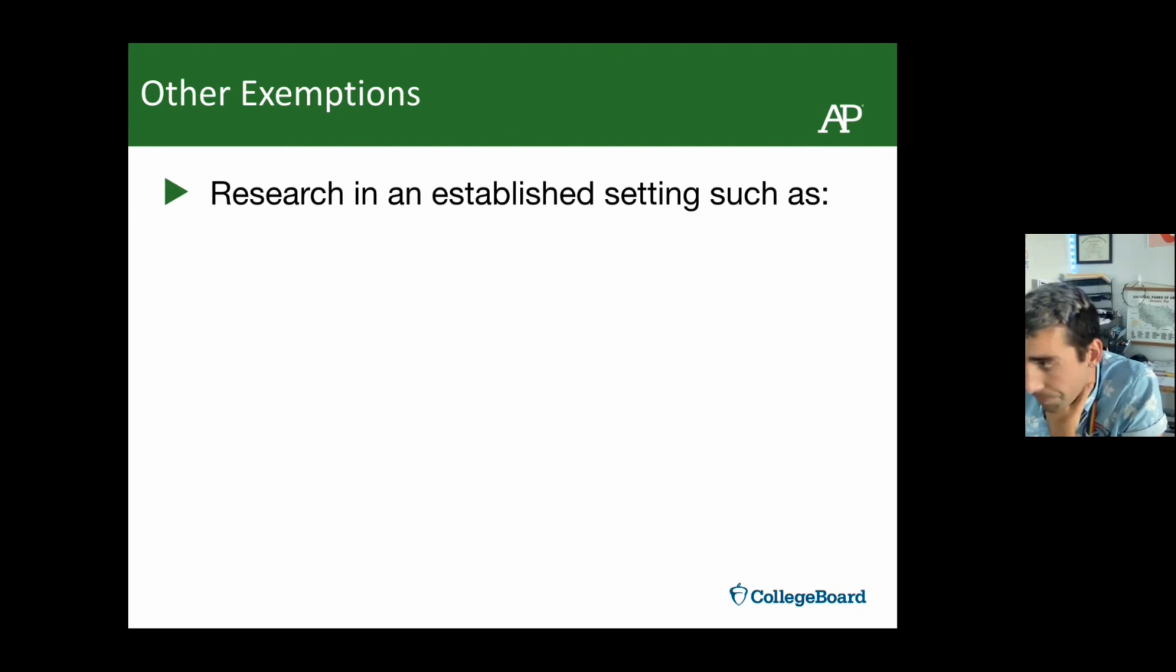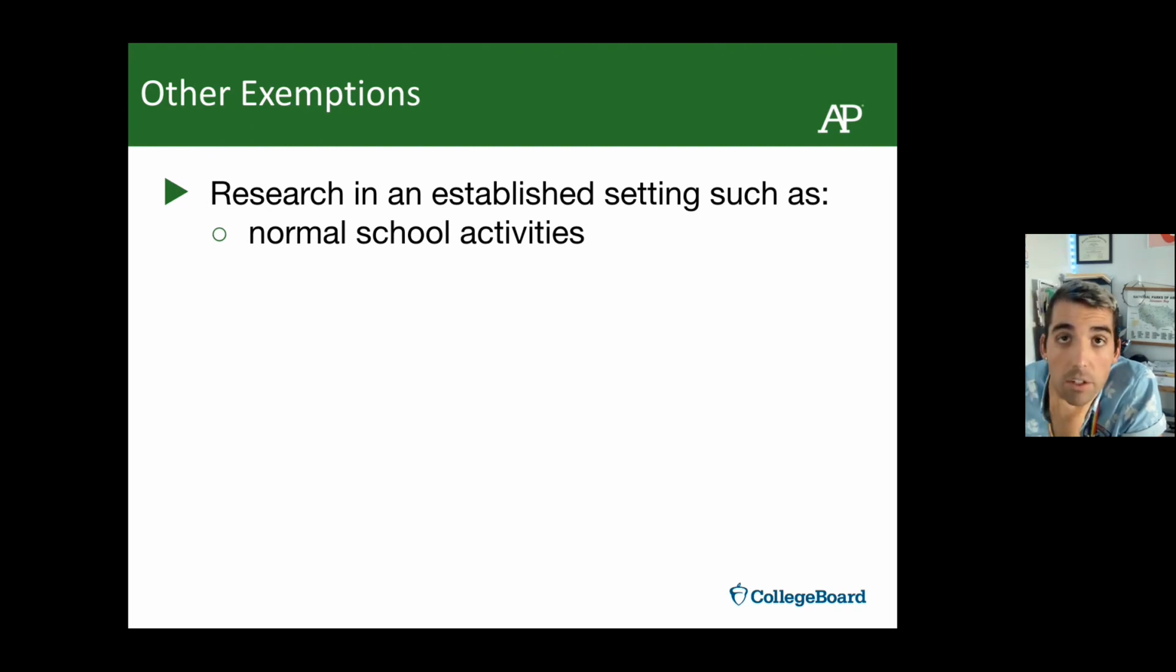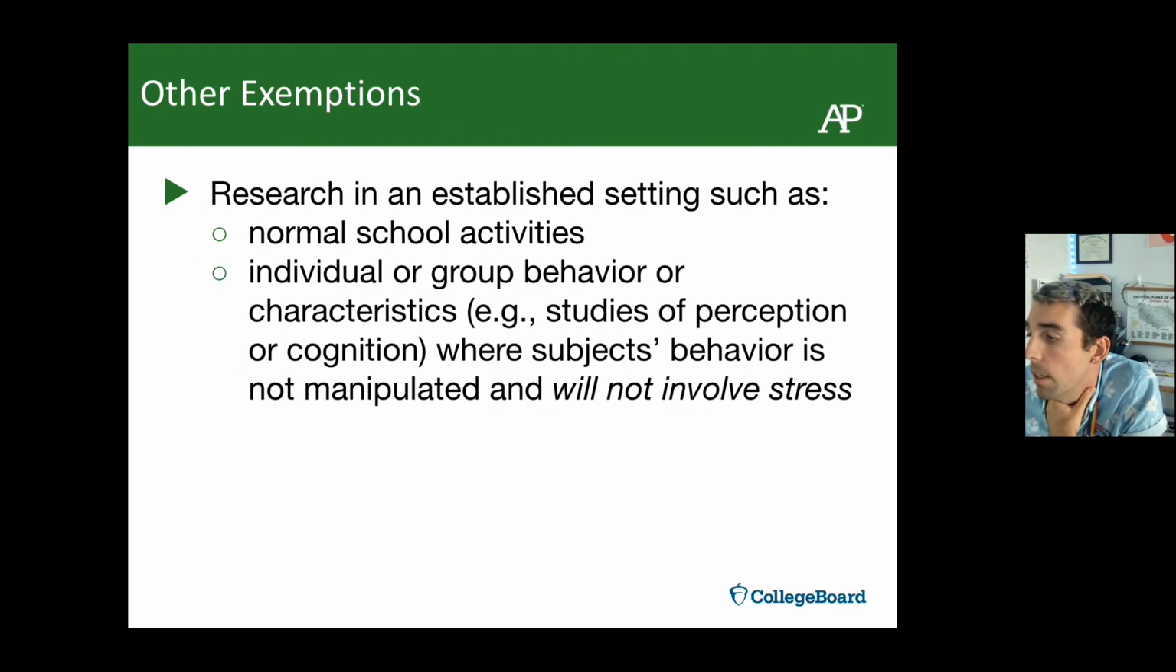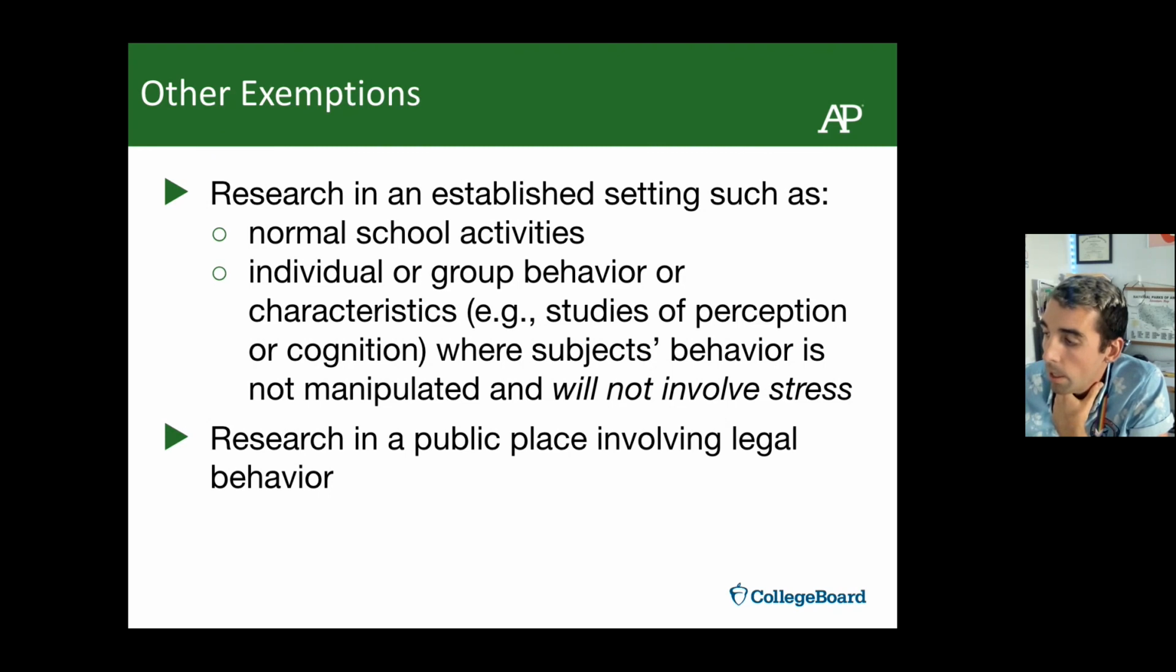Some other exemptions: research in an established setting, such as, again, normal school activities. That doesn't require it, because you're not inflicting anything additional, you're just making observations. Individual or group behavior characteristics, ergo studies of perception or cognition, where subjects' behavior is not manipulated and will not involve stress. Again, that's simply you observing. It's not you creating something that could cause manipulation.